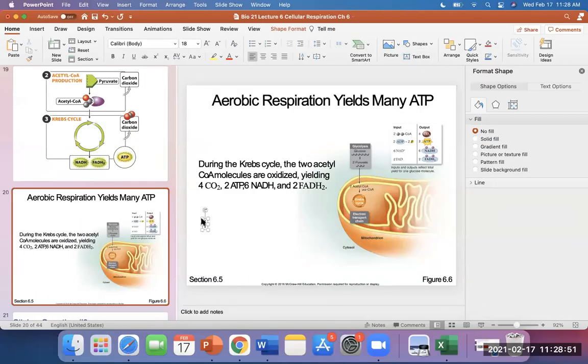So we have ATP, which has 3 phosphates, and then we have ADP. T stands for tri, 3. D stands for di, so that's 2 phosphates. And this ADP needs to be replenished, meaning another phosphate needs to be added. And that happens in the Krebs cycle. That's how you get 2 ATP.